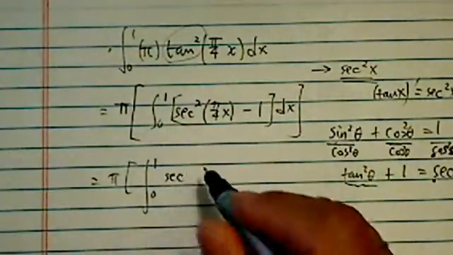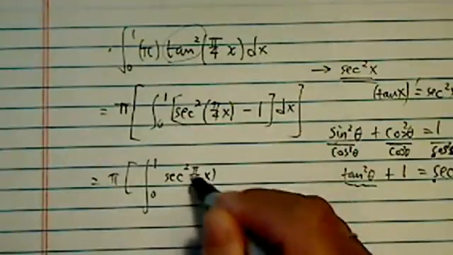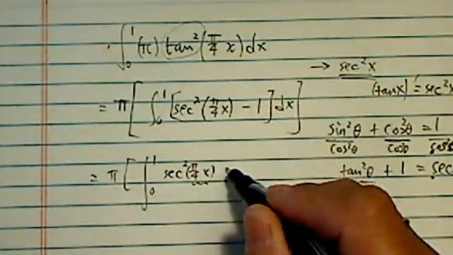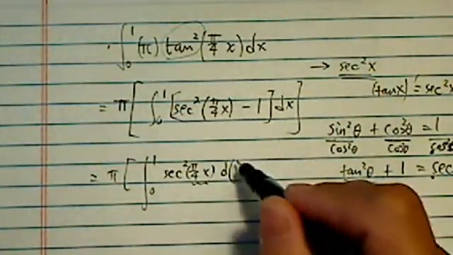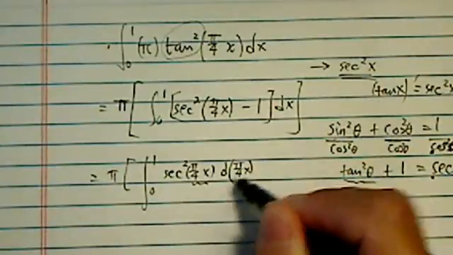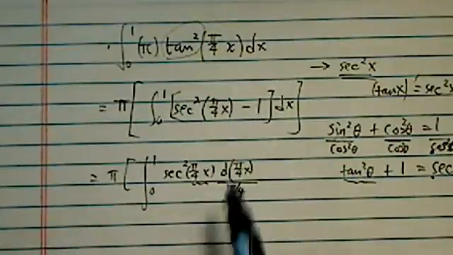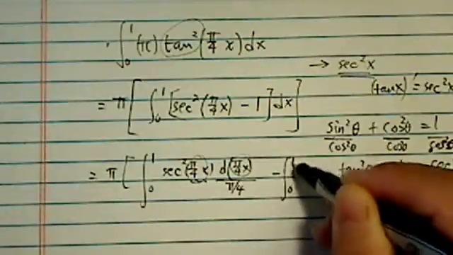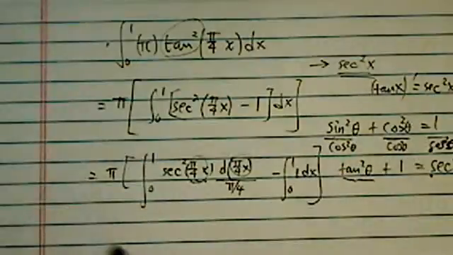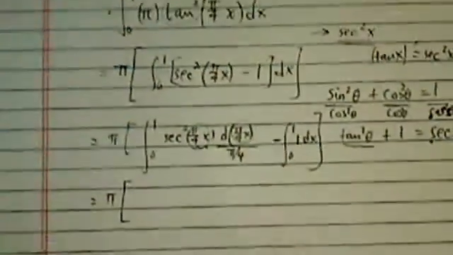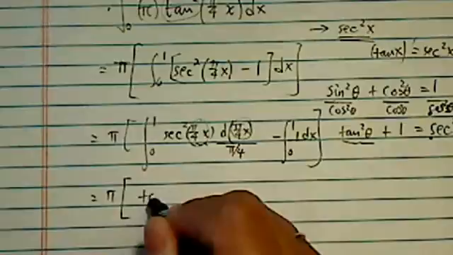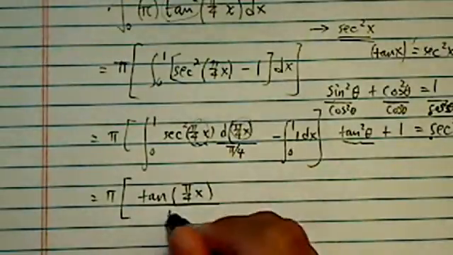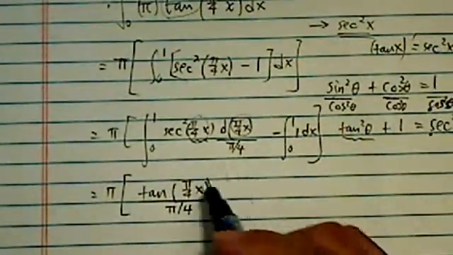Let's just do one more step. Secant square of pi over 4 x. I'm going to trick the system here a little bit. If you're not comfortable with this one, you can always use substitution. I'm going to put a d of pi over 4 x, and I'm going to divide it by pi over 4, because I want to match my variable here. Then I have minus the integral from 0 to 1 of 1 dx. I have a pi over here, and then the integral of secant squared, as we said before, is tangent. Tangent of pi over 4 x divided by pi over 4. So it's just a normalization process.